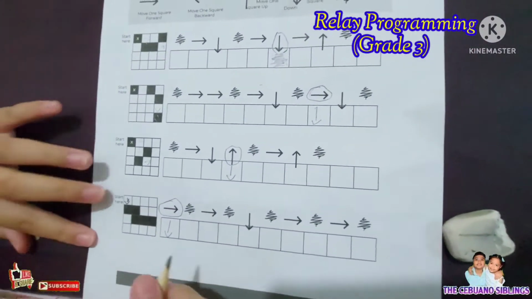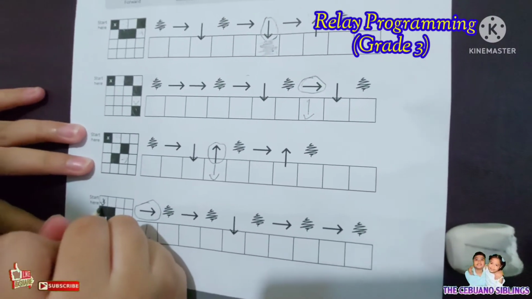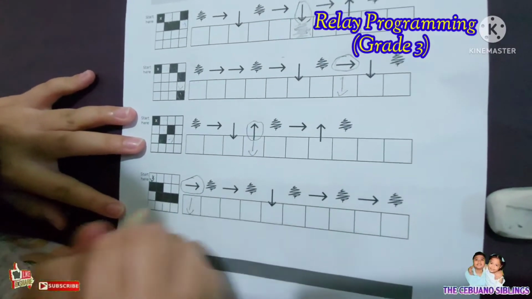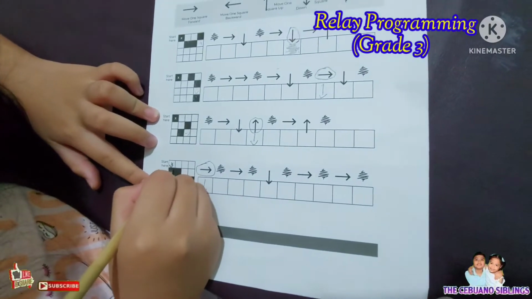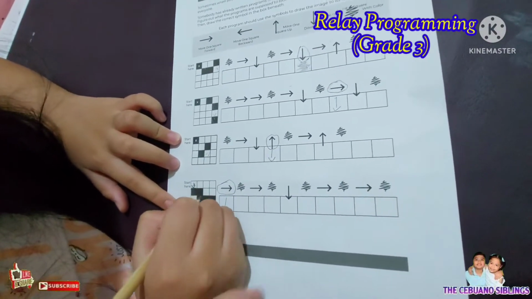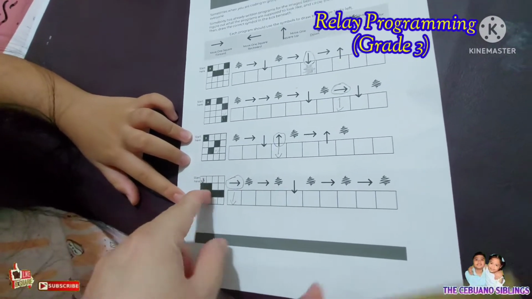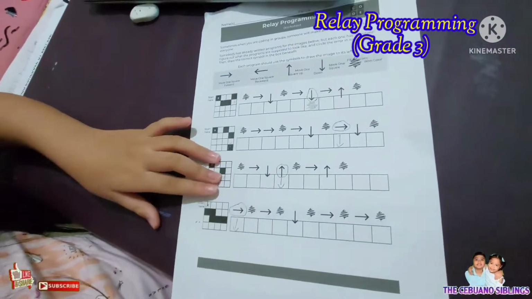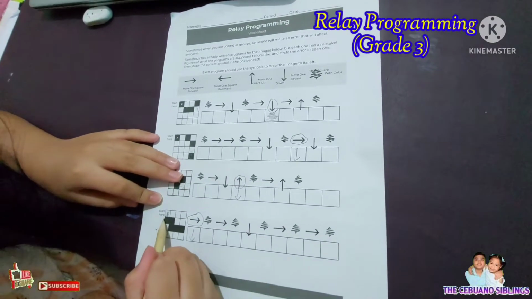Okay, next, go. You have to color it in, I guess. That's right, filled in. Go down, then it's filled in. Right, okay. Oh wait, we aren't supposed to put the arrow in the box, sorry. We have to put the arrow in the box here. And then color it in.